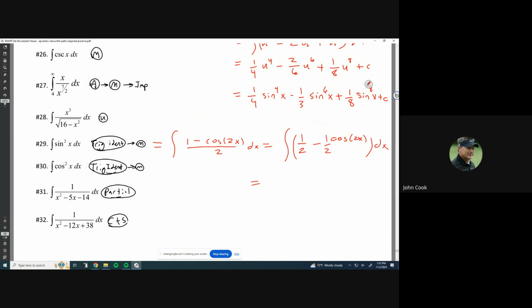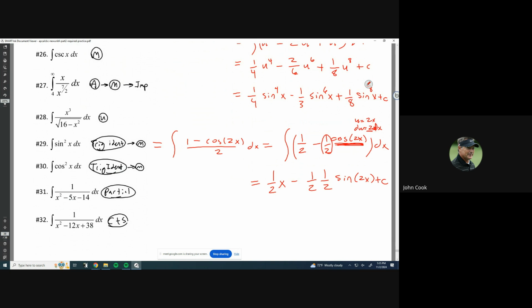So antiderivative of 1/2 dx is going to be 1/2 x. And then now I'd have to do a simple u sub on this one, let u be equal to 2x. That means that du is equal to 2 dx. So I have to get a 1/2 out front. I gain a 1/2. So I get a 1/2 from this, and then another 1/2 from this. And then antiderivative of cosine is just sine. So sine of 2x, and then plus c.